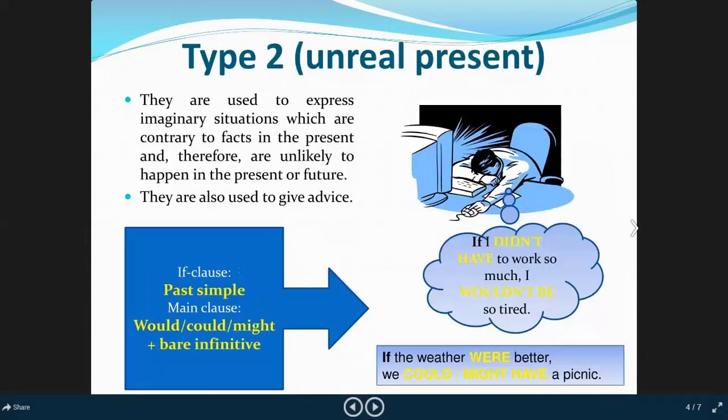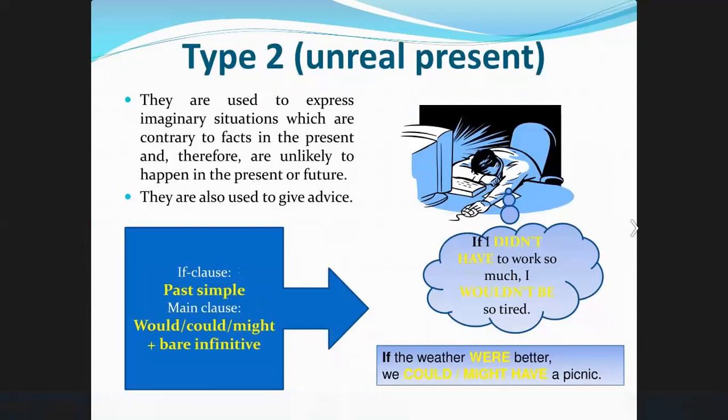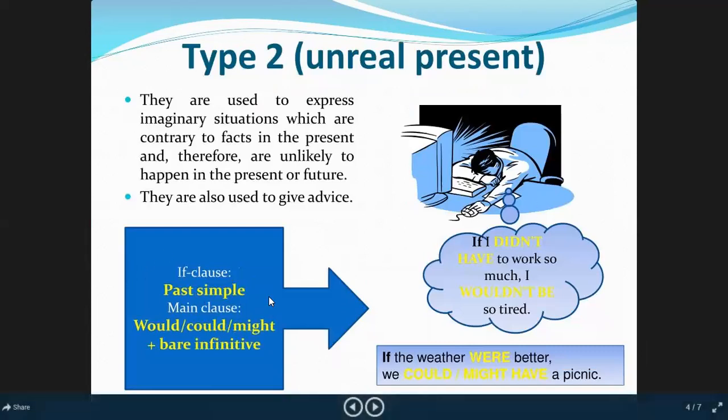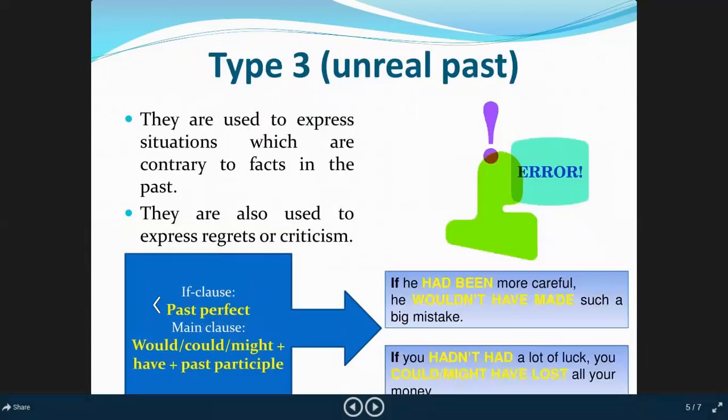So what is the formation in type 2 sentences? If clause, past simple, and in the main clause we'll see would, could or might with the bare infinitive. And type 3: if clause, past perfect tense, and what comes in the main clause? Would, could, might, plus have plus past participle.